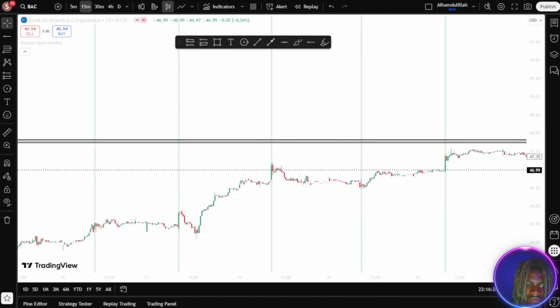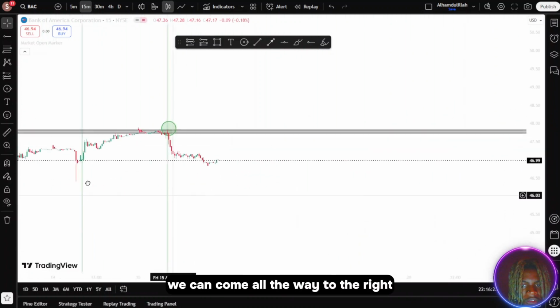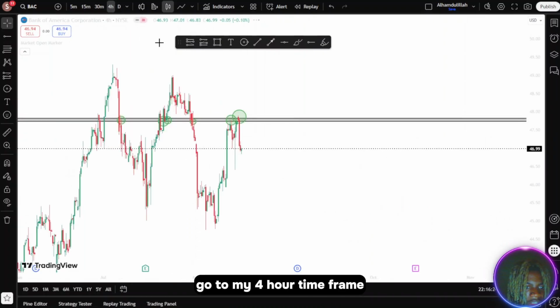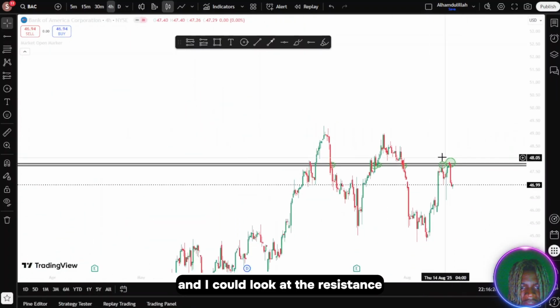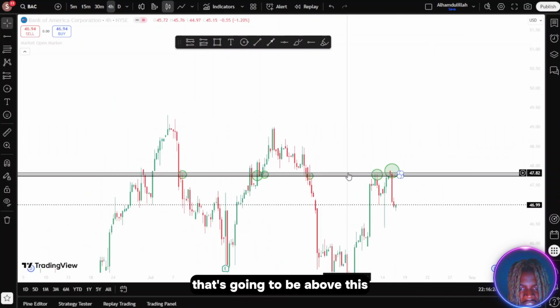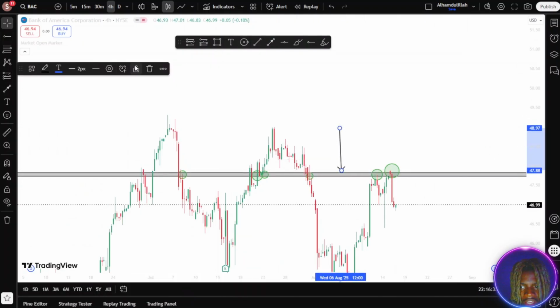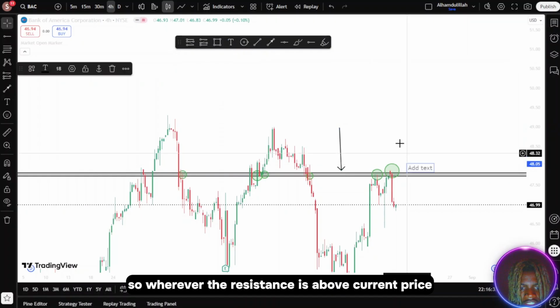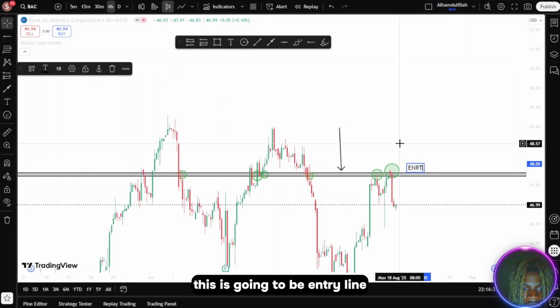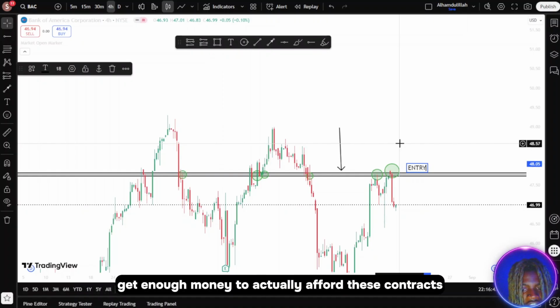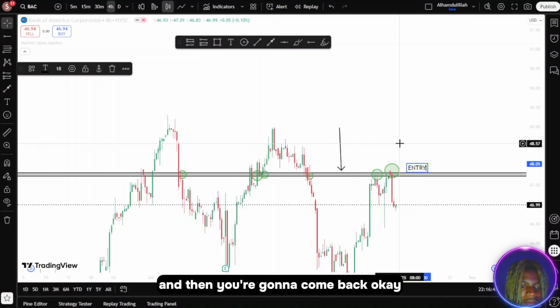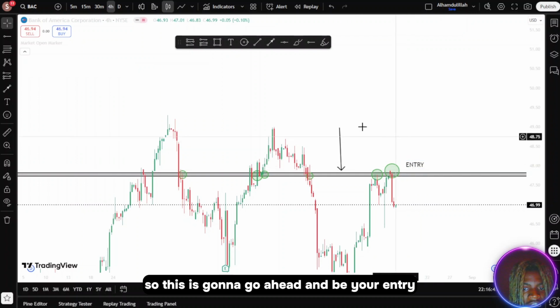Once we verified that, we can come all the way to the right, go to my 4-hour time frame, and look at the resistance that's going to be above this. This is going to be our entry line here. Wherever the resistance is above current price, this is going to be our entry line. You're going to go stack bread, work on your business, work hard, and get enough money to actually afford these contracts, and then you're going to come back. So this is going to be your entry.